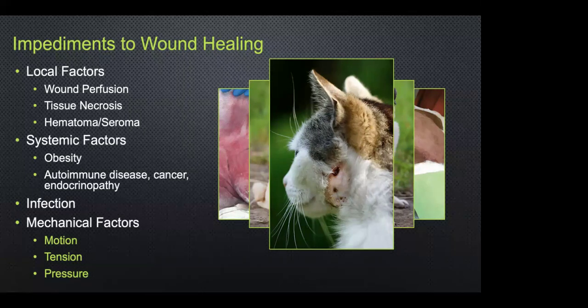And there are three mechanical factors that are really important to wound healing, and that's motion, tension, and pressure. When you're seeing a lot of motion, tension, or pressure, you're going to expect some delayed healing, or you might have to play around a bit to decide, how am I going to close this wound, or can I even close it based on these factors?